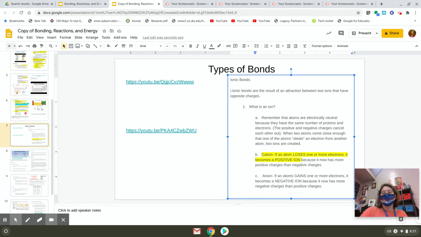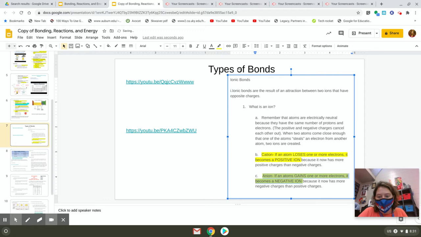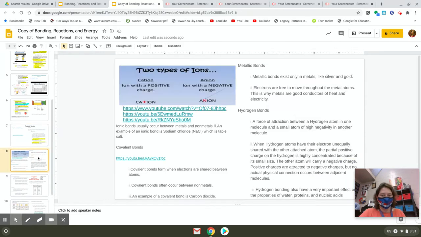So, all right, letter C. Anion. Highlight anion. If an atom gains one or more electrons, it becomes a negative ion. Highlight that. If an atom gains one or more electrons, it becomes a negative ion. Next slide.